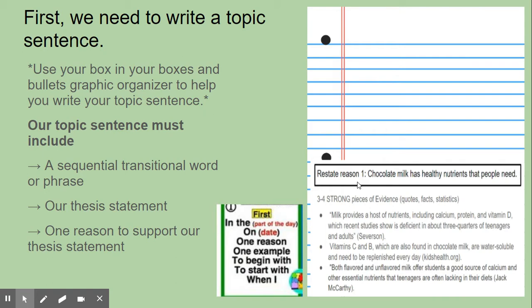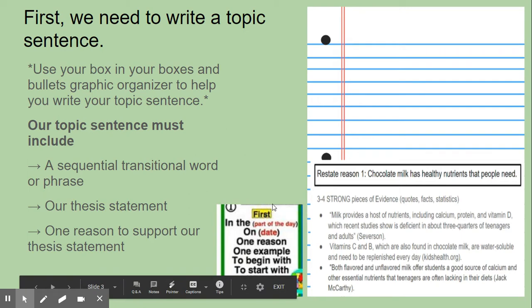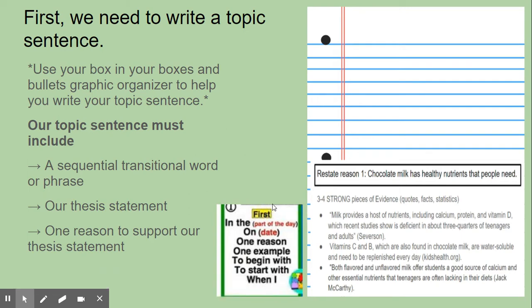All right, so first I'm going to need a transition word to start my paragraph. So I need one reason to begin with, to start with. Then we'll repeat our thesis statement: chocolate milk should be served in schools. And then that reason listed in our boxes and bullets.